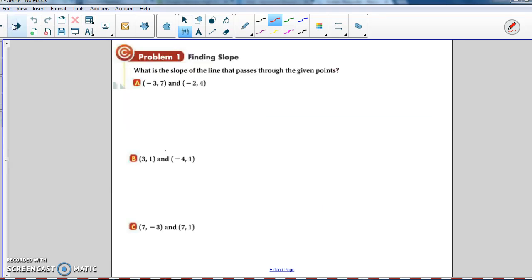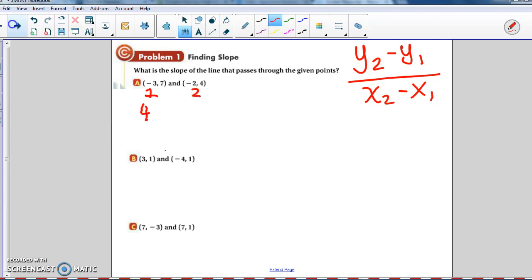What is the slope of the line that passes through the given points? Remember, y2 minus y1 over x2 minus x1. This will be point 1, this will be point 2, so 4 minus 7 over negative 2 minus negative 3. Negative 3 over 1, which is negative 3. So our slope is negative 3.